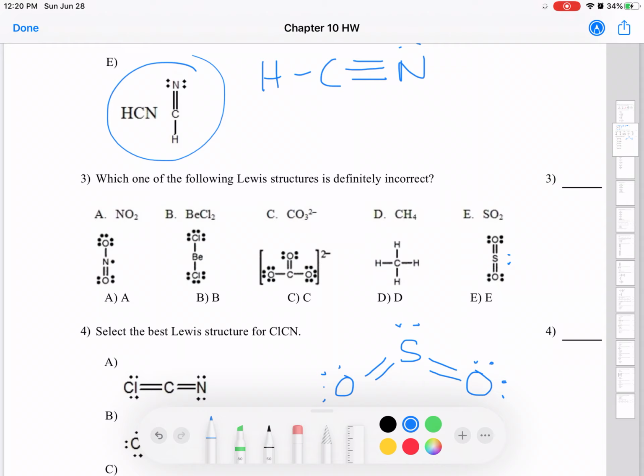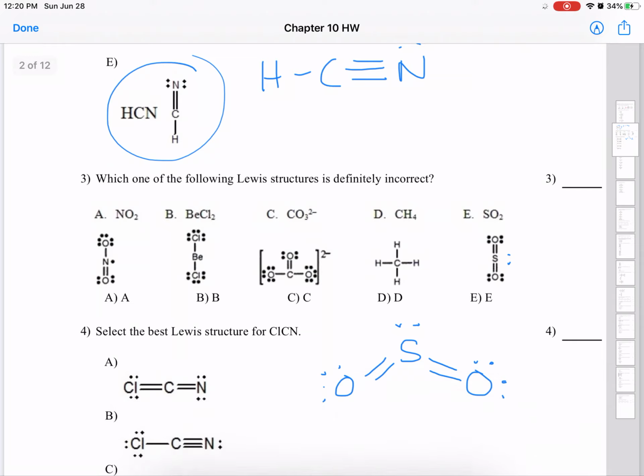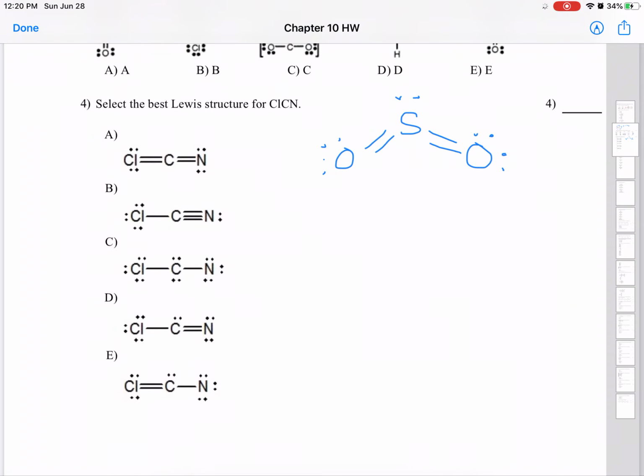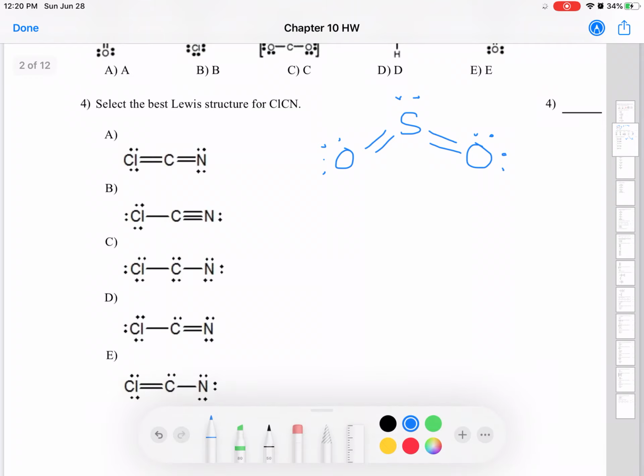Now how do you find out if it is correct or wrong? You have to draw all the structures according to the method that we discussed in the lecture. Next one: select the best Lewis structure for ClCN. Between carbon and nitrogen, it's a cyano group. Cyanide has a triple bond. So the correct structure is going to be this one, where you have a triple bond between carbon and nitrogen.